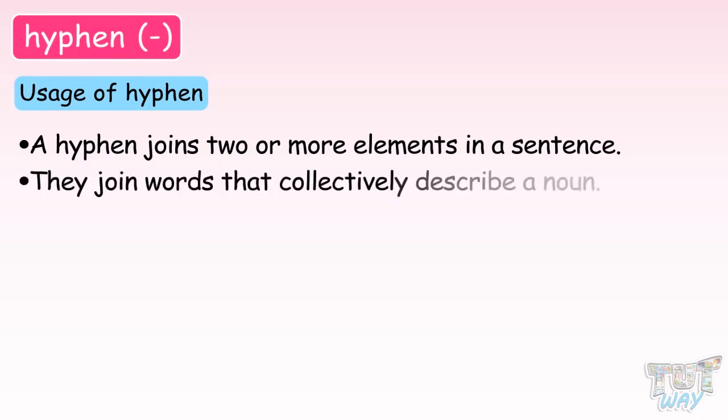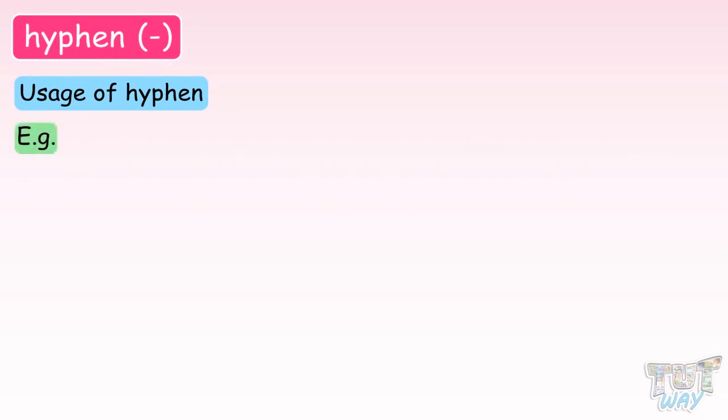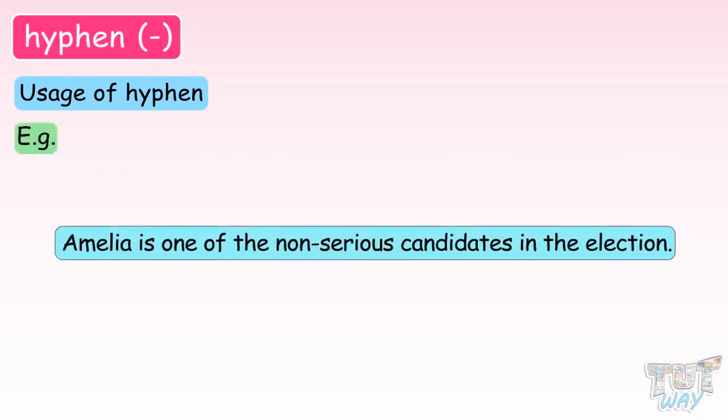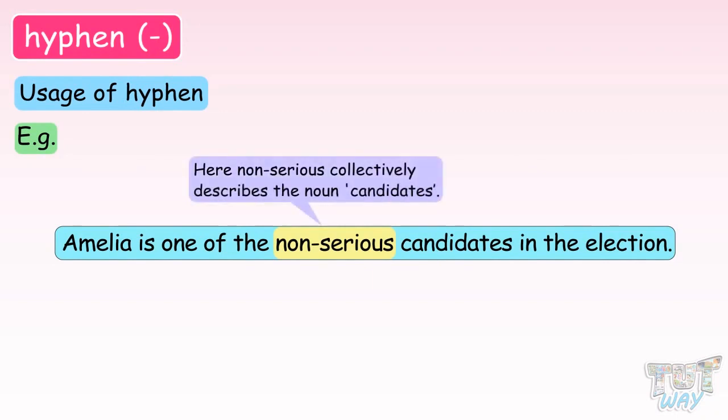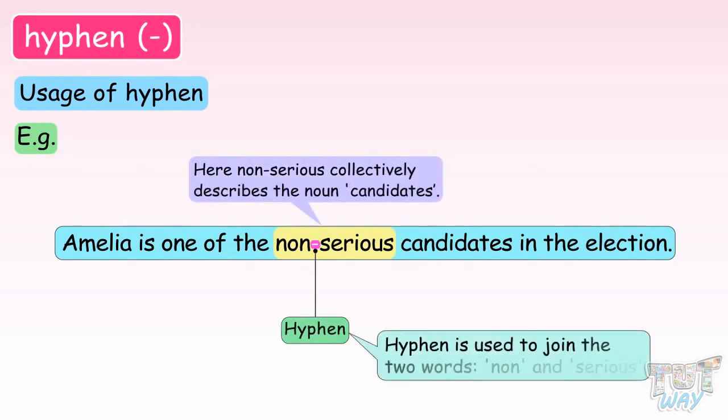They join words that collectively describe a noun. Example: Amelia is one of the non-serious candidates in the election. Here, non-serious collectively describes the noun candidate, so hyphen is used to join the two words non and serious.